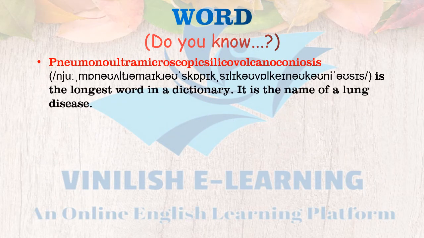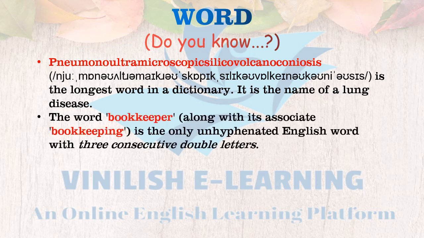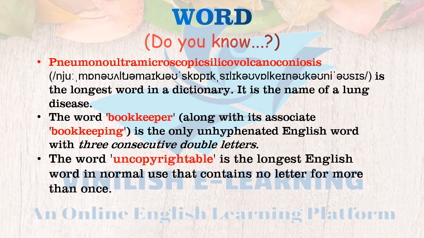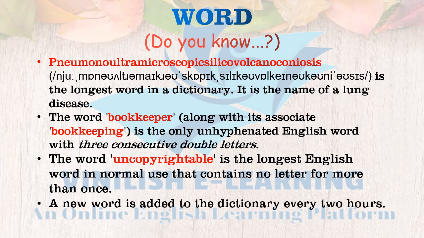Pneumonoultramicroscopicsilicovolcanoconiosis is the longest word in a dictionary. It is the name of a lung disease. The word bookkeeper, with its associated word bookkeeping, is the only unhyphenated English word with 3 consecutive double letters. The word uncopyrightable is the longest English word in normal use that contains no letter more than once. A new word is added to the English dictionary every 2 hours.